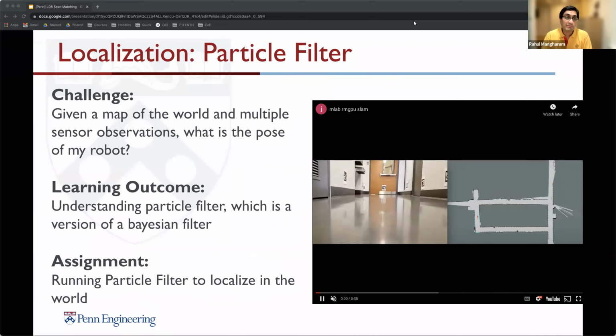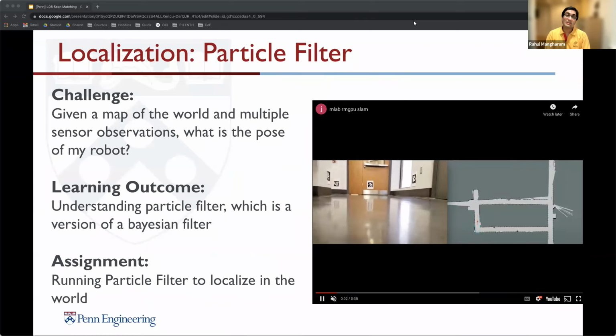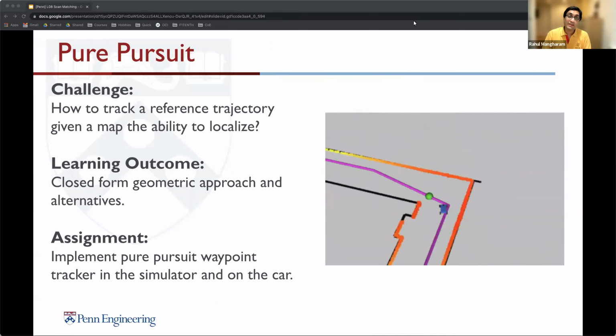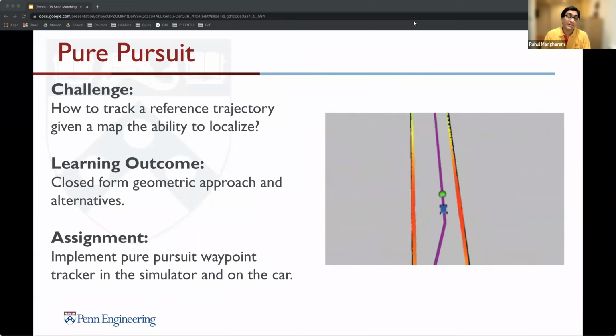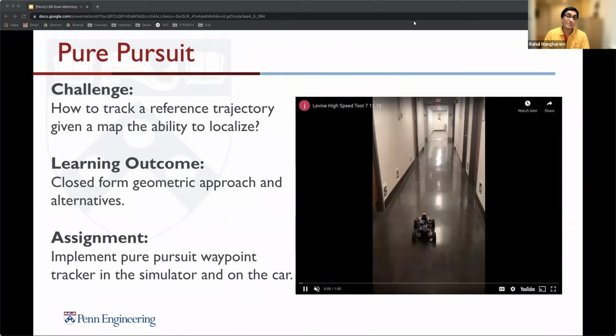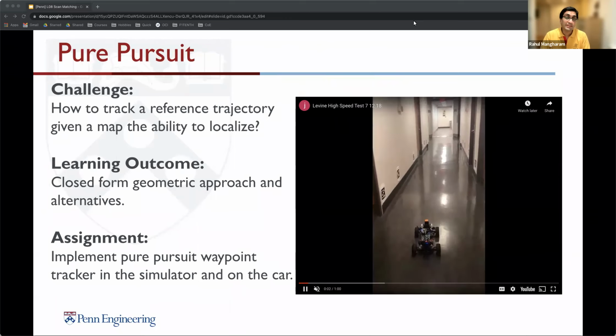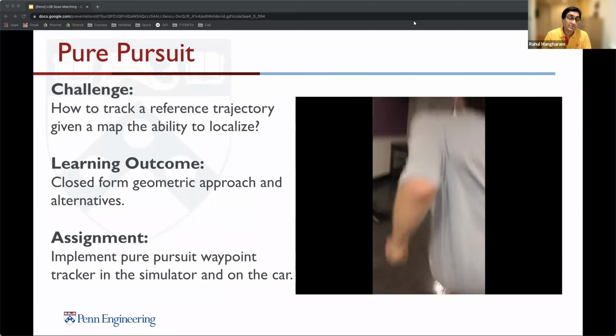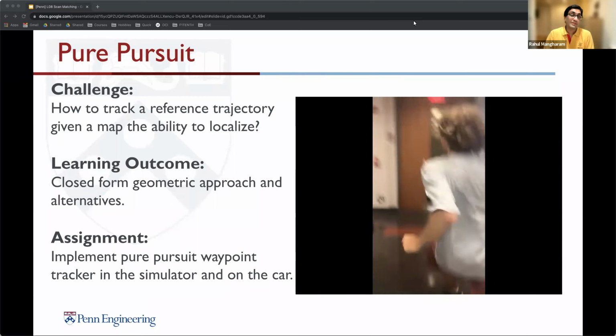So once we build a map, we will then learn to estimate our pose using a particle filter. Then we will learn to track a reference trajectory to race along a fast race line. We will be able to drive much faster than the reactive methods that you used before. And this is at least 2 to 3 times faster than that.